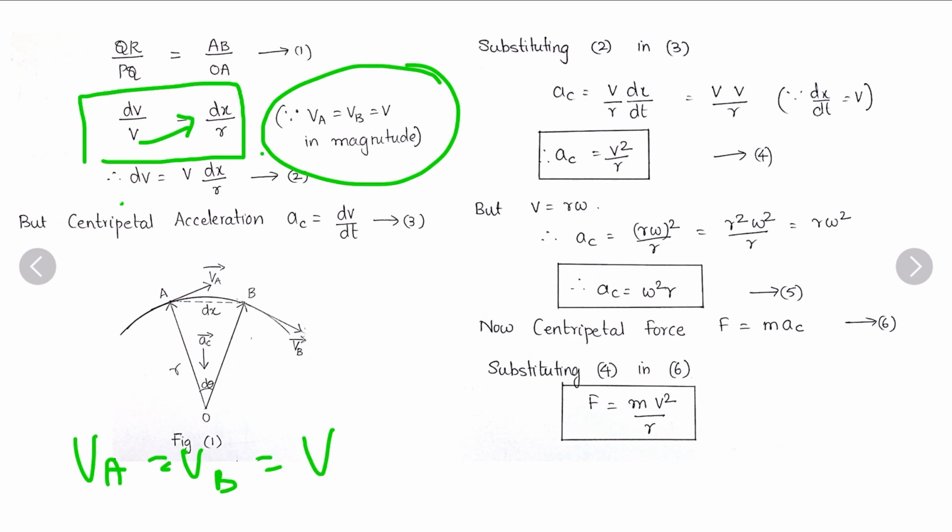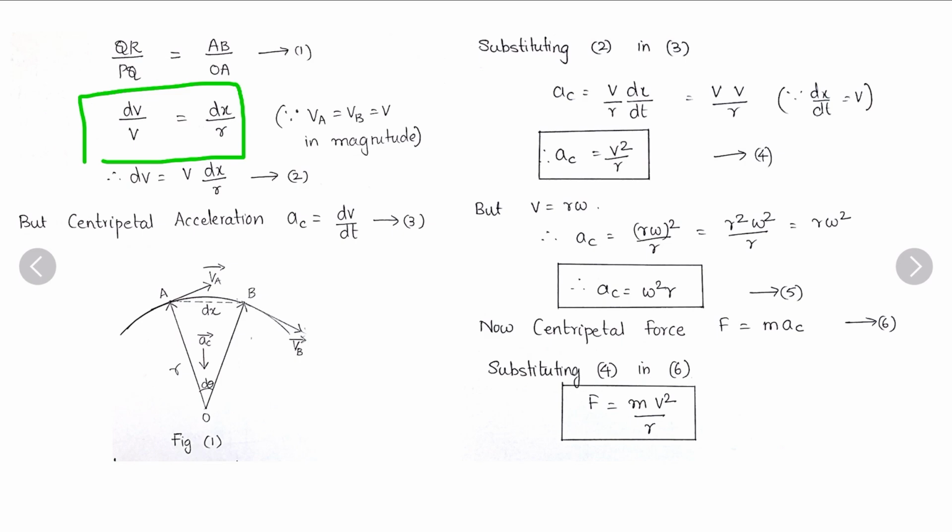Let it be equation number 2. So this is equation number 1 and this is equation number 2. But centripetal acceleration AC is equal to dV by dt. We all know the definition of acceleration is the rate of change of velocity with respect to time. So AC is equal to dV by dt, equation number 3.